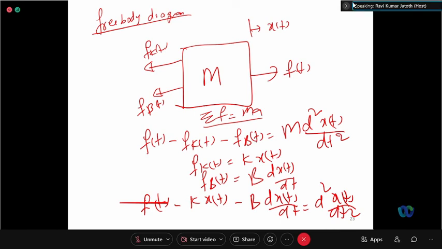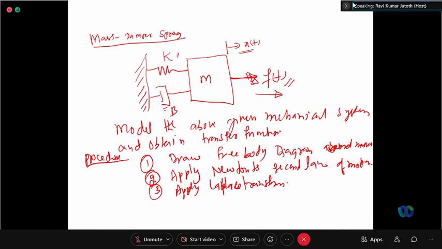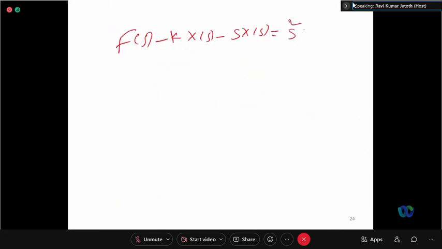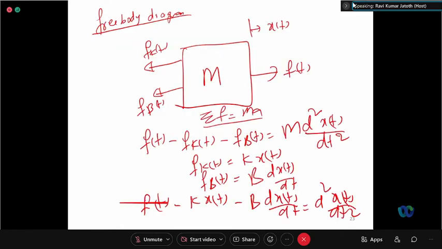what? Laplace transform of d square x of t by dt square. s square x of s. The other terms we are not considering. They are there, but they can be added at any moment. So now we have to write the ratio x of s by f of s. If I try to take x of s common, what will I be getting? s square. There is something missing. M, sir. Yeah, m into acceleration.